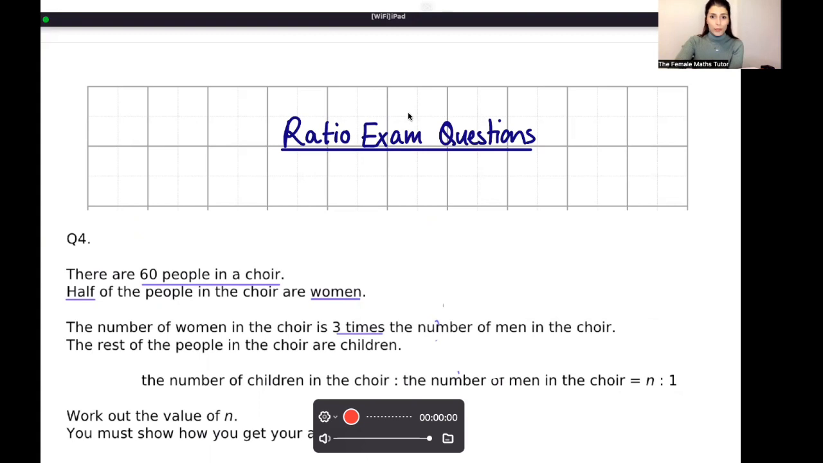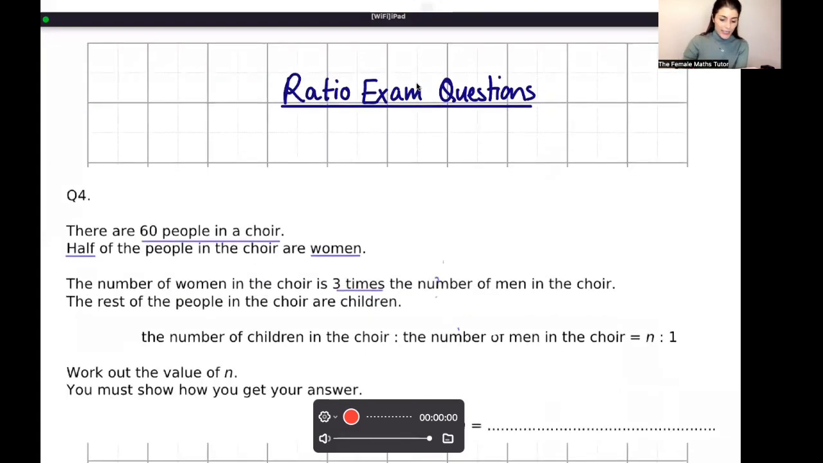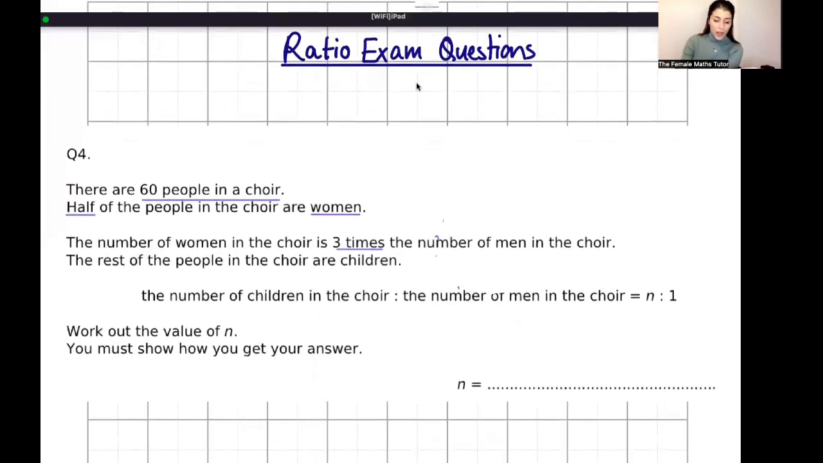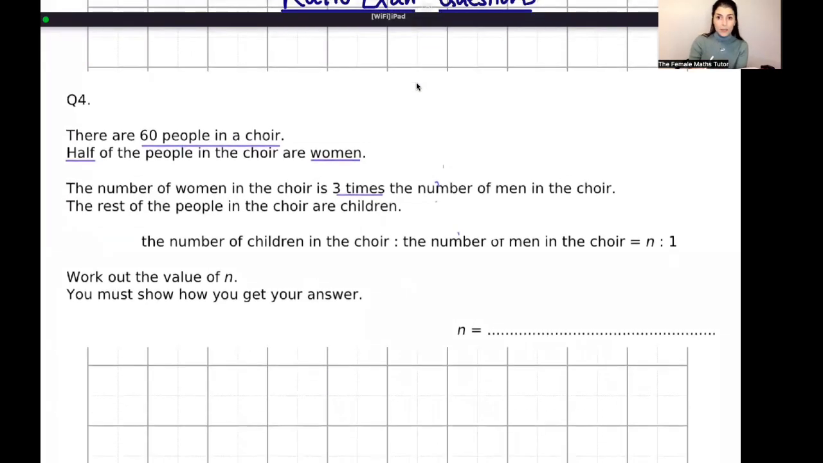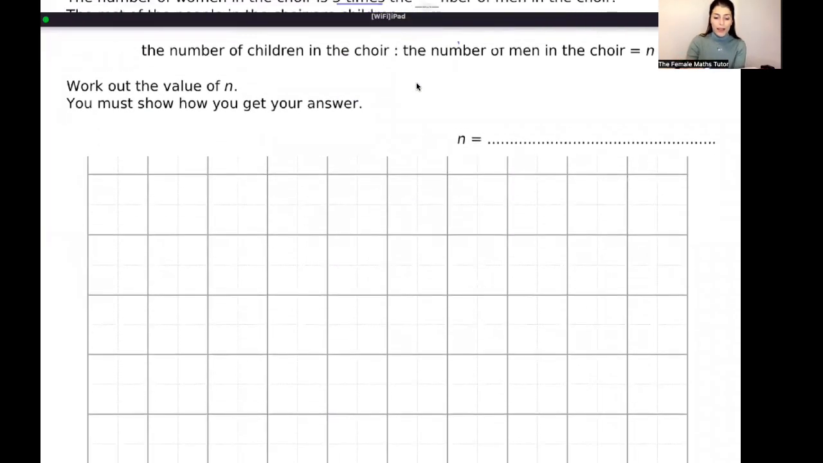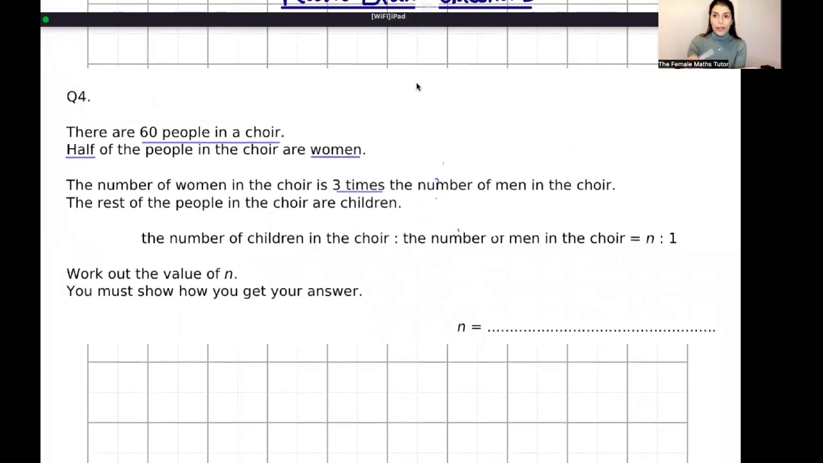I'll walk you through this question. So the first question is, there are 60 people in a choir. Half of the people in the choir are women. So already you should be working this out as you go along. I always say to my students, especially with the long, lengthy questions, work it out as you go along. Otherwise, the words can all get jumbled up after a while. So half of the people are women, so I would make a note to say that women, we have 30.